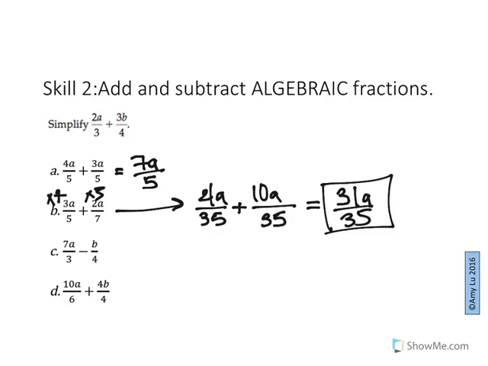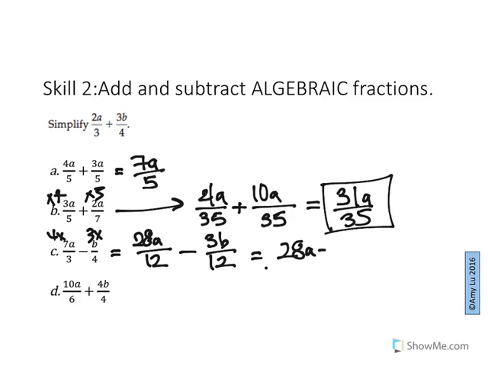In C, you need to have a common denominator of 12, and you're subtracting, so be careful there. We multiply 7a by 4 and make 28a, and we multiply b by 3, so we make 3b. We cannot combine 28a nor 3b, so we leave it as an expression, 28a minus 3b over 12.